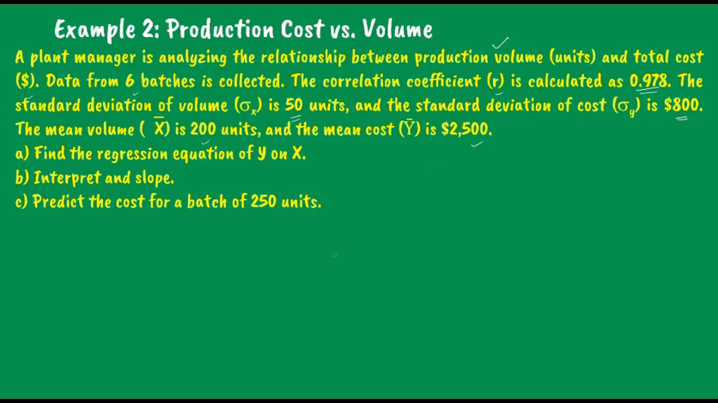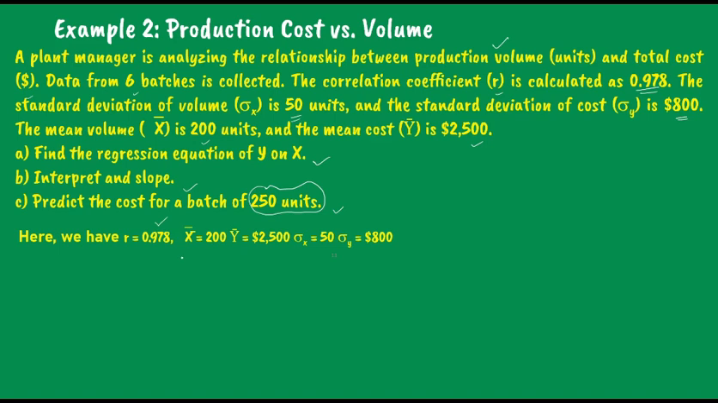So everything is given to us, everything is computed. That means we don't have the raw data, rather we have those values which are required for the computation of the regression line. We are asked to compute the line Y on X, obtain the intercept and slope, and predict the cost for a batch of 250 units. That means if 250 units are produced, what will be the cost? So let us get started. First let us write all the things that we have, because in the question it is in a scattered fashion. So let me write it in numerical form, so that everything remains before our eyes.